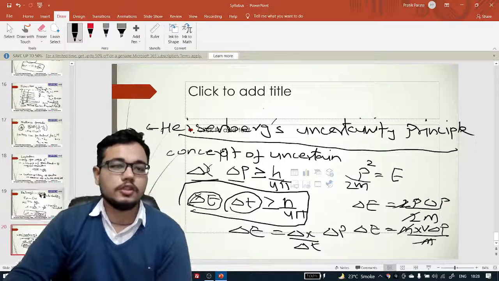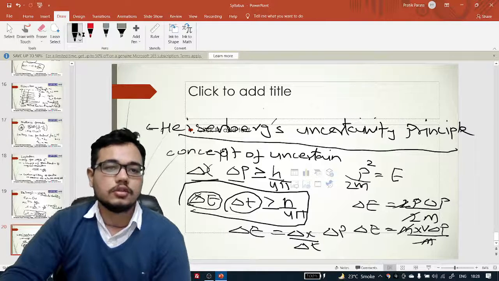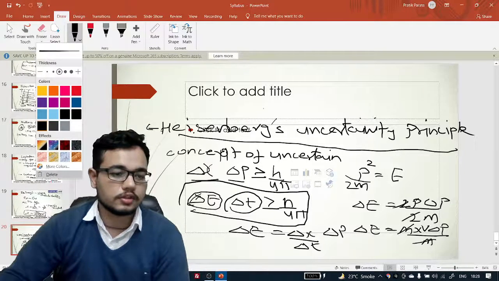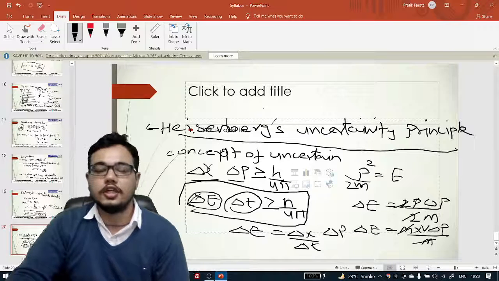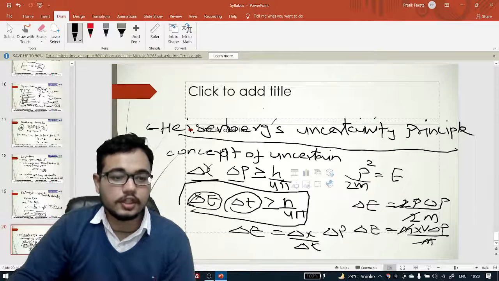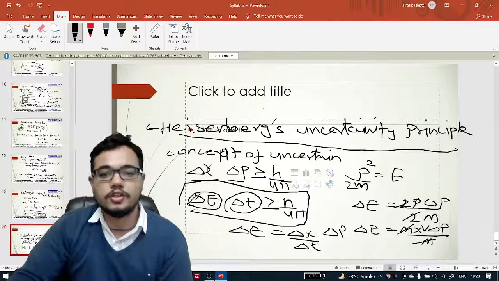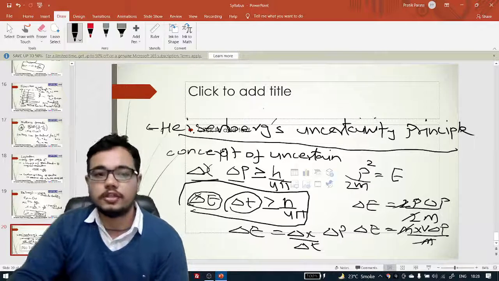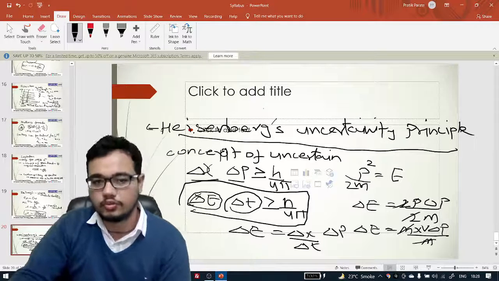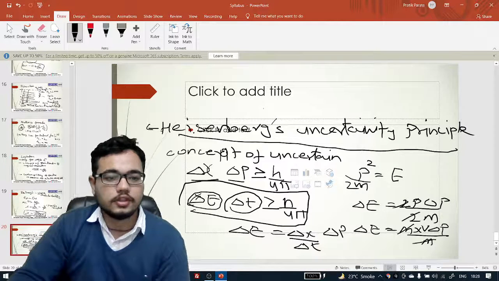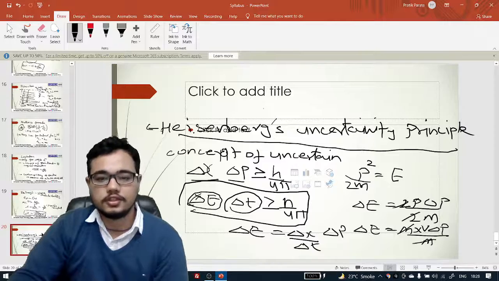Now from all this, scientists started to find out new models of explaining the atomic structure. They found out various models, but in our syllabus we only have to study the Schrodinger wave equation model. That we will be doing from the next class.